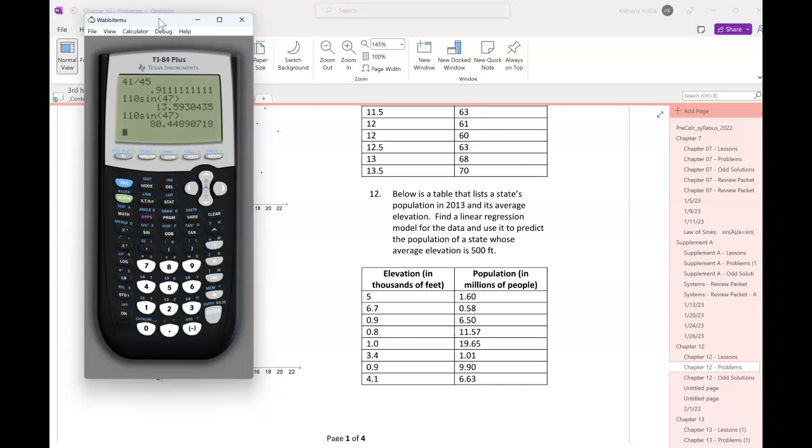What do you write after you type in all the information? Then you need to do the LinReg. The what? LinReg. And how do I get there? It's under the stat button.